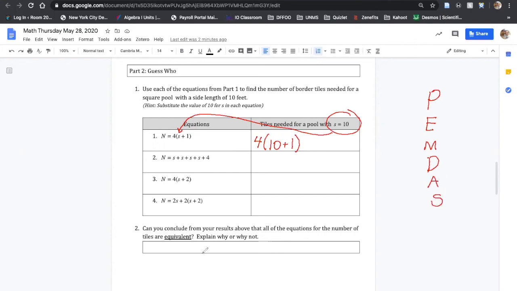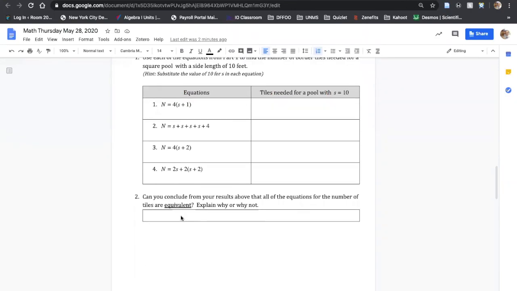Okay, so you're going to do the same thing for the next ones here. Sorry, all 4 altogether, to see if you get the same result for each of them. After that, based on what you see here, do you think that these equations are all the same? Explain why or why not.